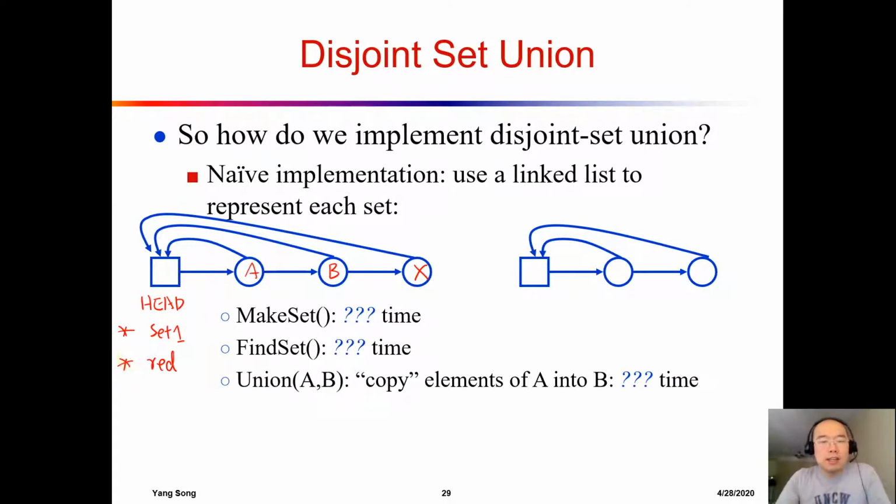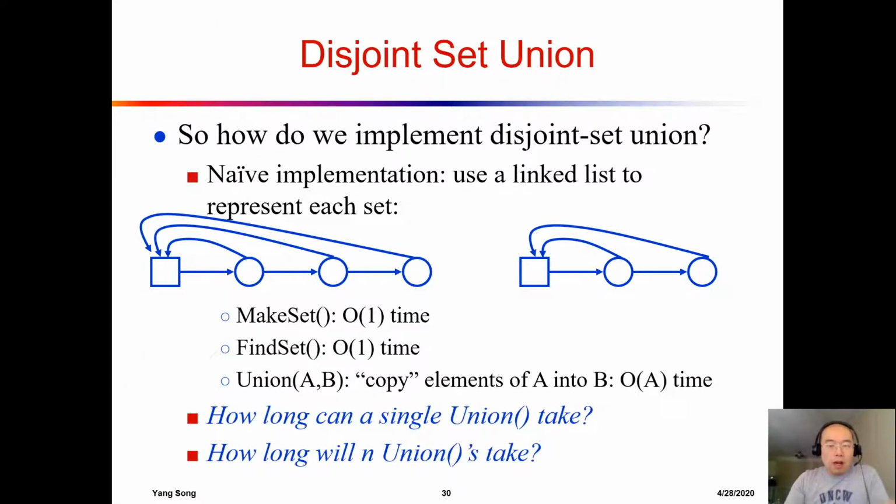In this case, the make set is definitely constant time because we are just adding one node to a linked list. And the find set is also constant time because we only need to take a back reference from A to the head, and then read the information in the head, and then we can tell the unique identifier of a set. So we know make set is constant time and find set is constant time. The next part is the union.